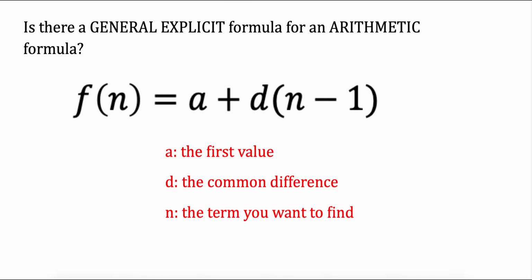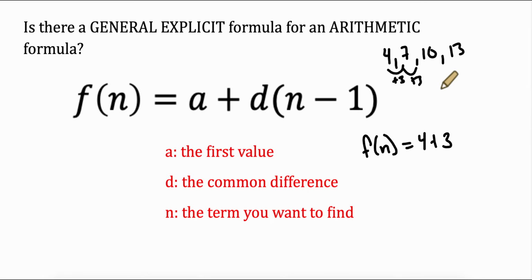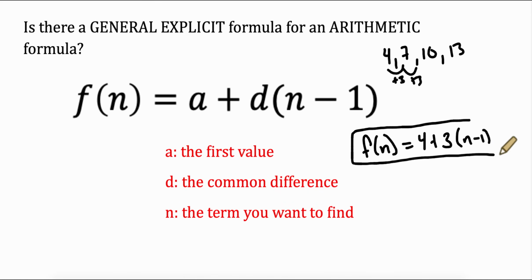So if I had a sequence like this, the first term is 4, so my formula for my nth term would be my initial value plus my common difference. Here, I'm going up 3 every time. So plus 3 every time times n minus 1. It's that easy to find. Initial value, common difference times n minus 1.